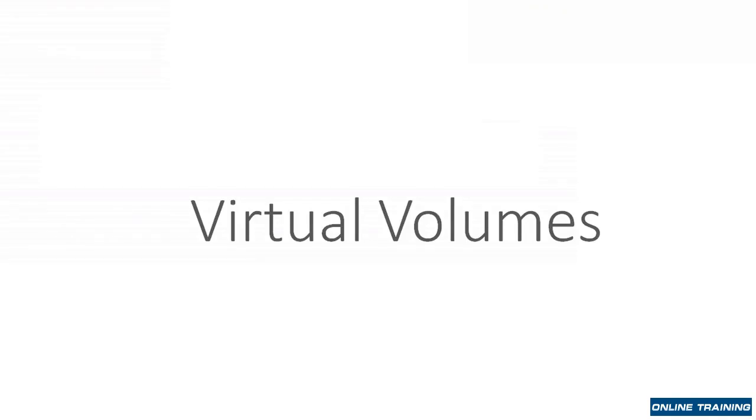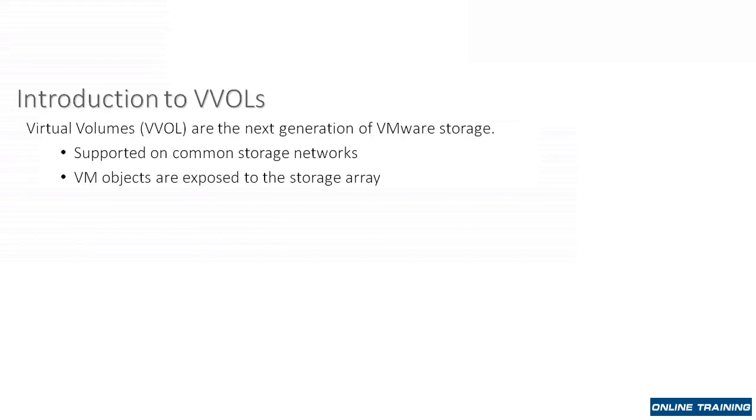In this video, we'll introduce virtual volumes. Virtual volumes is really the next generation of vSphere storage. We've already spent some time learning about VMFS data stores and NFS data stores and virtual SAN. Virtual volumes are the next step in the evolution of storage. But the other nice thing about them is they support a lot of the existing storage architecture that already exists. For example, virtual volumes support common storage networks like Fibre Channel and iSCSI and NFS.